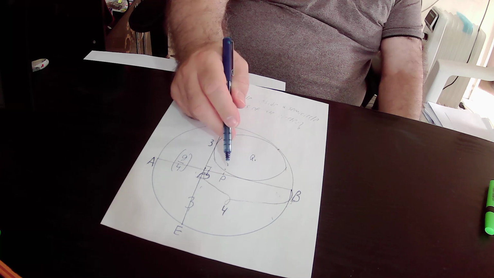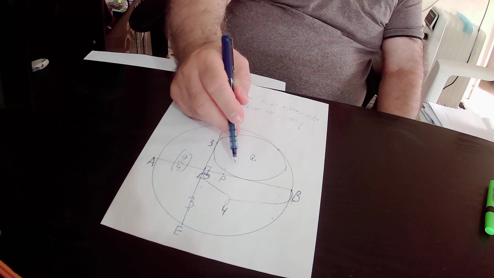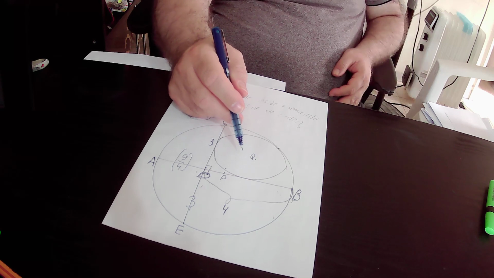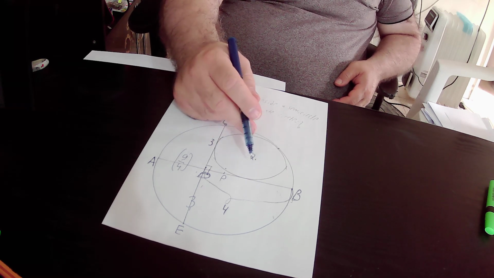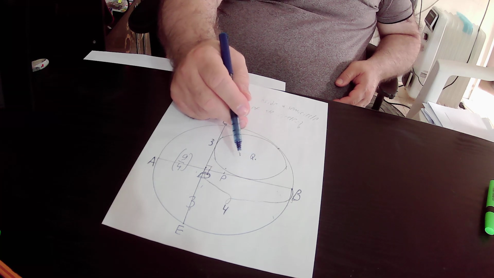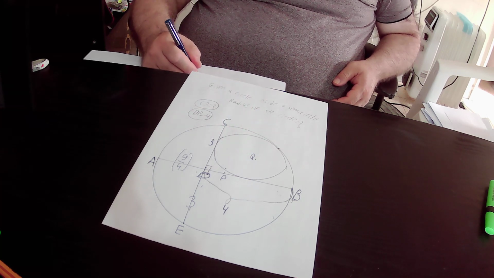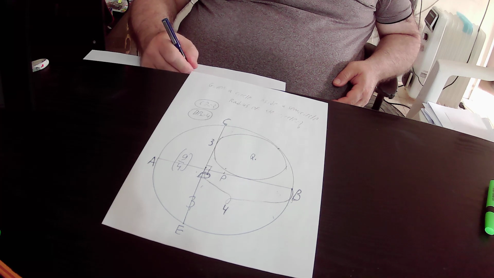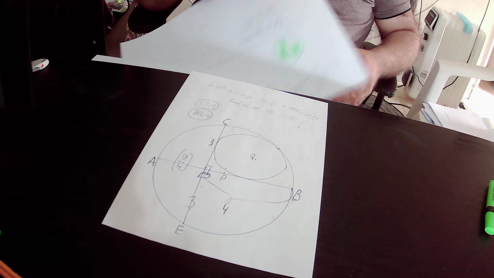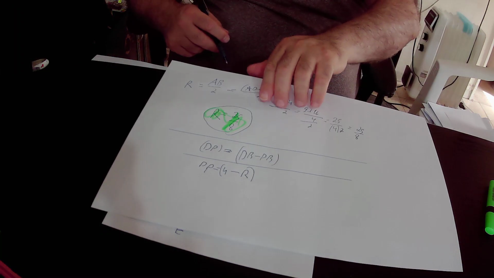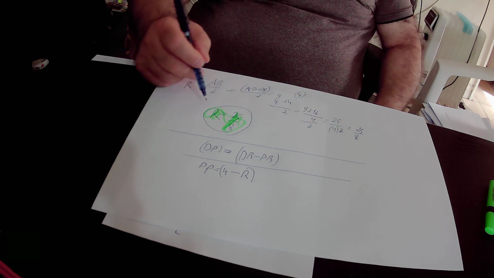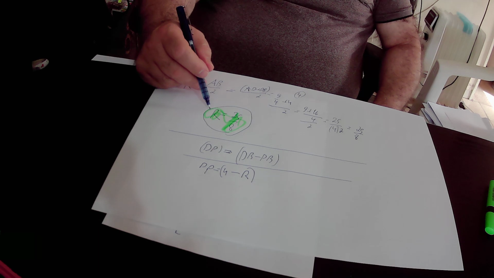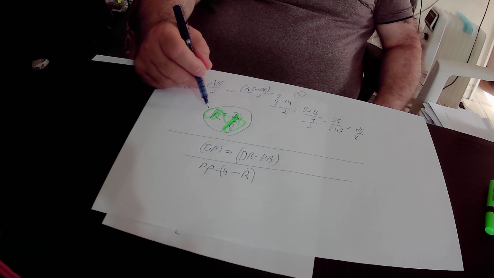P is the center of the big circle. B is a point on the big circle itself. This is exactly the definition of a radius. That is to say, PB is the radius of the big circle, which is equal to capital R according to our definition. So in conclusion, we found that DP equals 4 minus capital R. But we have already found that capital R equals 25 over 8, so we can substitute capital R by 25 over 8.